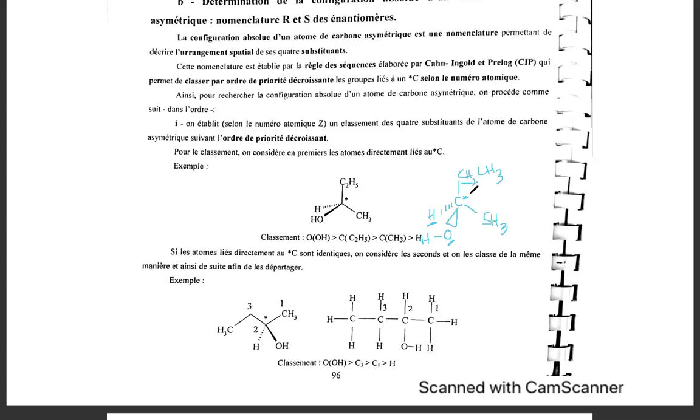Now, in our case, the question was, which one has the highest atomic number? That is carbon bonded to oxygen, carbon bonded to another carbon, carbon bonded to another carbon. So which one has the highest atomic number between the 3? 1, 2, 3. Hydrogen is already number 4, so don't worry about it. Which one has the highest atomic number here? Oxygen. It's oxygen. So this one becomes our number 1.